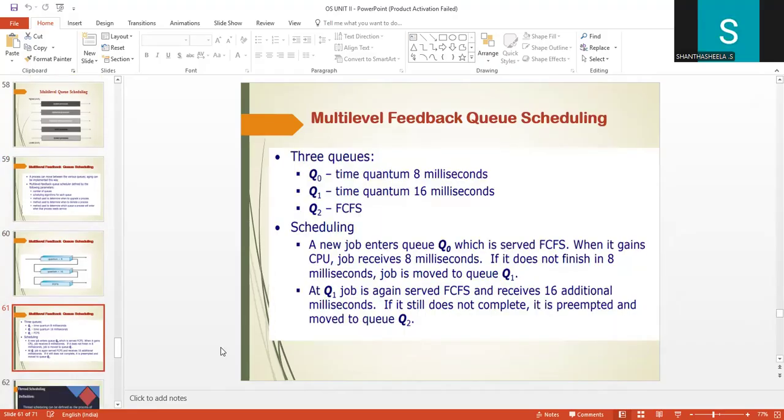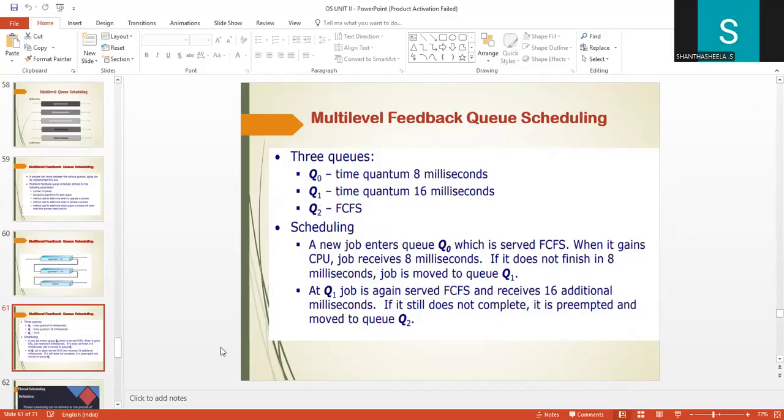In the three queues given there, the time quantum for the first queue is 8 milliseconds, for the second queue it is 16 milliseconds, and the third queue is implemented using FCFS. If a new job enters Q0, which is served FCFS, when it gains the CPU, the job receives 8 milliseconds. If it does not finish in 8 milliseconds, then the job is moved to the next level queue, which is upgrading a process.